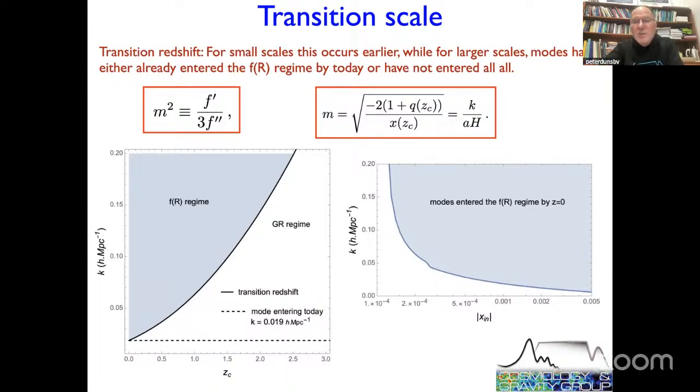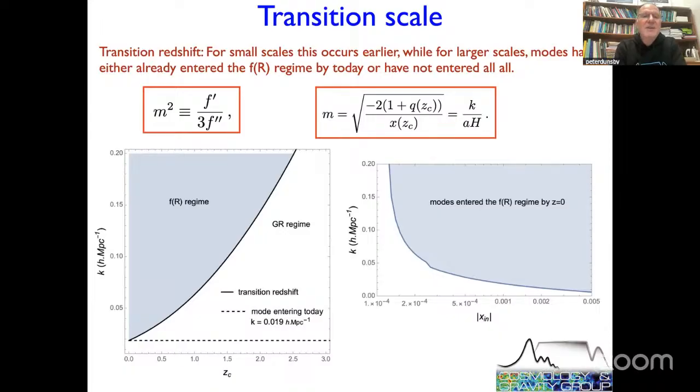But the larger you make x, so if you now take x to be 10 to the minus 3, which is what we have taken in our example, so 0.001, then you can see that you start to have modes with a k greater than about 0.03 that will have entered the f of R regime by the present day.